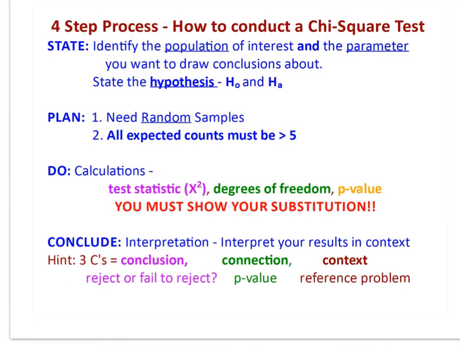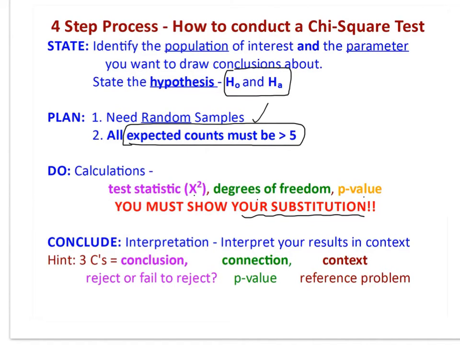So in order to do this, I need to conduct a significance test, and I have to go through all 4 steps. So you should be getting really familiar with these 4 steps by now. The state step: population, parameter, and my 2 hypotheses, and we're going to talk about what these look like for independence or association. Plan: random samples every time. Also, the expected counts have to be greater than 5. This is consistent with all chi-squared tests. Calculations: I need chi-squared, degrees of freedom, and the p-value. I have to show my substitution, like you'll see today, even if I use a calculator, I have to show this substitution.